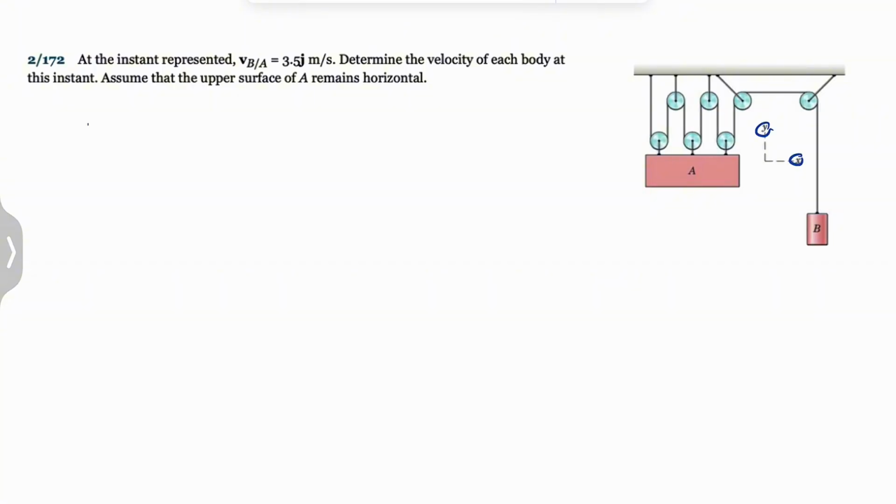So what this means, VB/A is the velocity of B relative to A, so this is equal to VB minus VA. And obviously, VA/B would be VA minus VB. That's something we should be familiar with. We need to determine the velocity of each body at this instant. We can assume that the upper surface of block A remains horizontal.